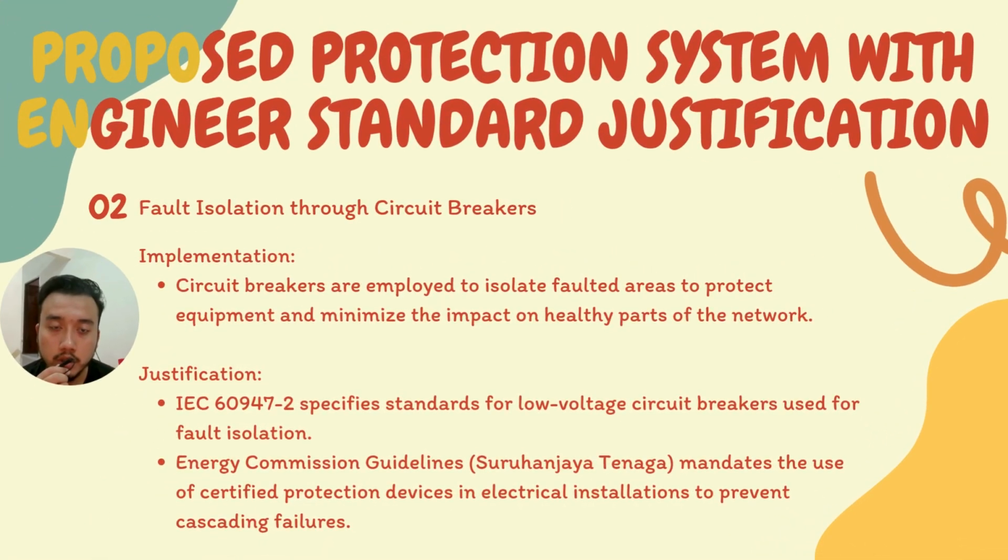The second proposed protection system is the fault isolation through the circuit breakers. This implementation involves circuit breakers that are employed to isolate faulted areas to protect equipment and minimize the impact on healthy parts of the network. For the justification for this fault isolation through the circuit breakers, the first one is from the IEC 60947-2, which specifies standards for low voltage circuit breakers used for fault isolation. The second one is from the Energy Commission Guidelines. Suruhanjaya Tenaga mandates the use of certified protection devices in electrical installations to prevent cascading failures.